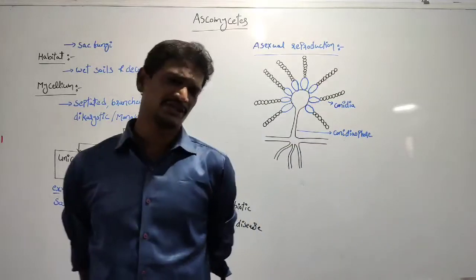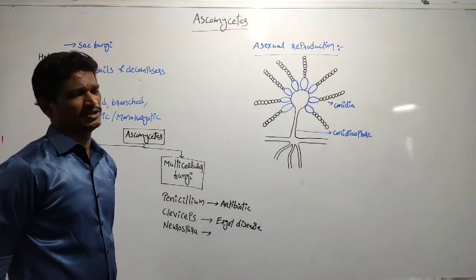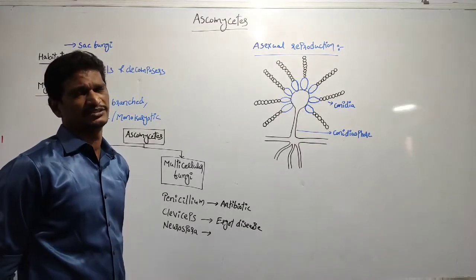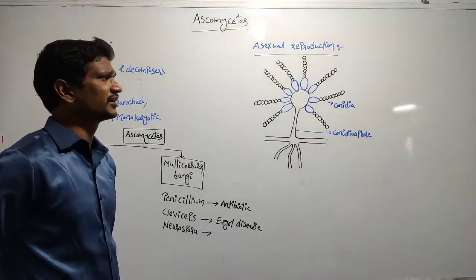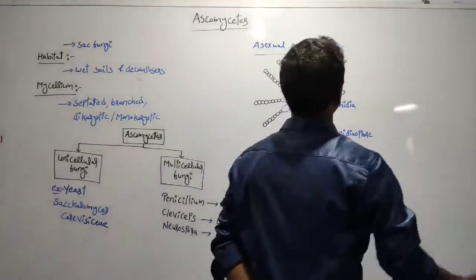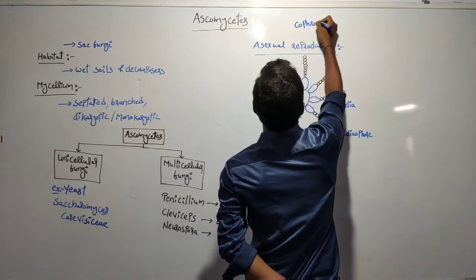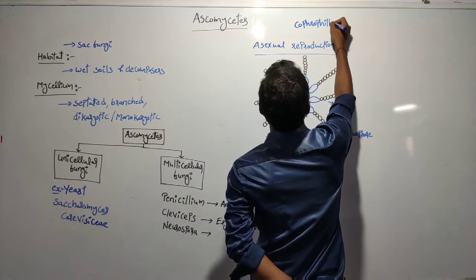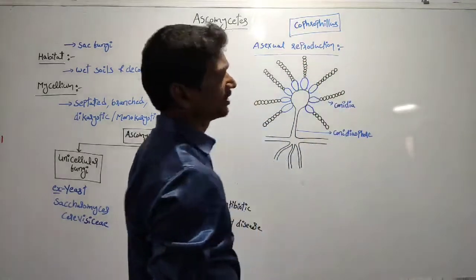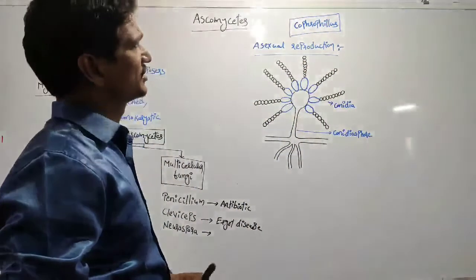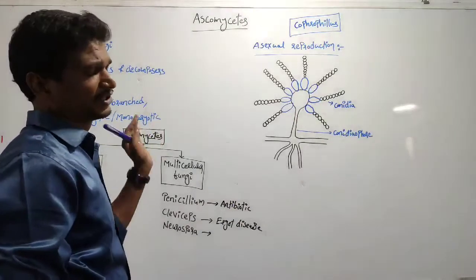We discussed that there are saprophytic fungi, and some are parasitic fungi. Some are grown on dung. Remember, the fungi which are grown on dung are called coprophilous fungi. That is about the phycomycetes.